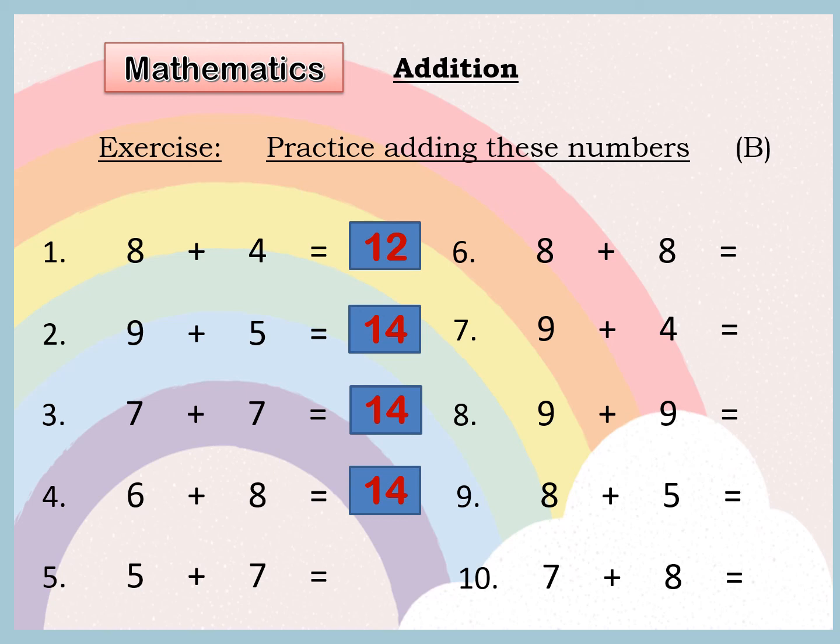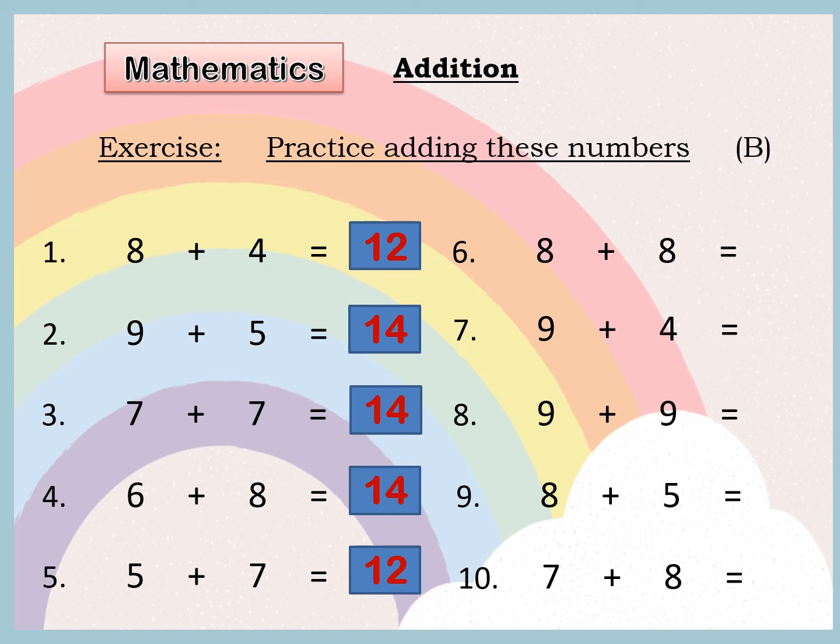Very good. Next, number 5. We have 5 plus 7. 5 plus 7 equals. Which number is bigger? Is it 5 or 7? Very good. 7 is bigger than 5. So put 7 on your mind. Remember number 7, and count 5 on your fingers. 1, 2, 3, 4, 5. 7 and 5. Let's start. 7, 8, 9, 10, 11, 12. Very good. 5 plus 7 equals 12.